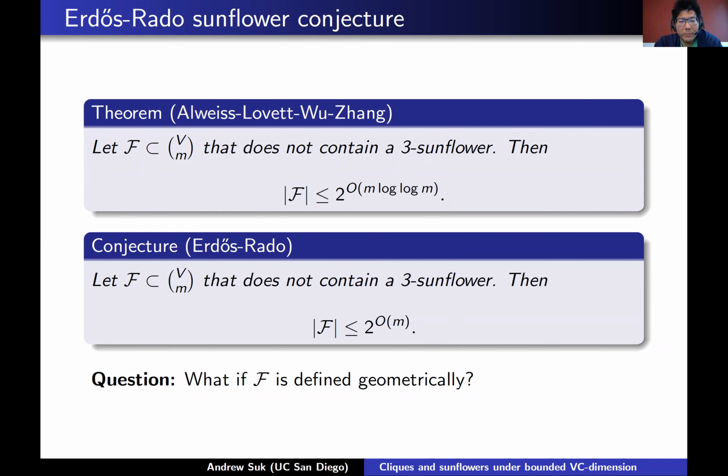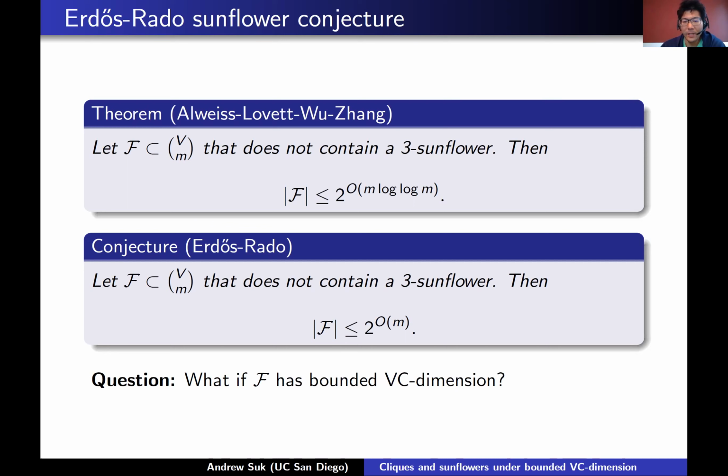Okay, and so what me and my co-authors were thinking about this past year is what would happen to this sunflower problem if our set system was defined geometrically. So for example, what if the set system was defined by points and disks in the plane? Or more generally, what if our set system had bounded VC dimension?